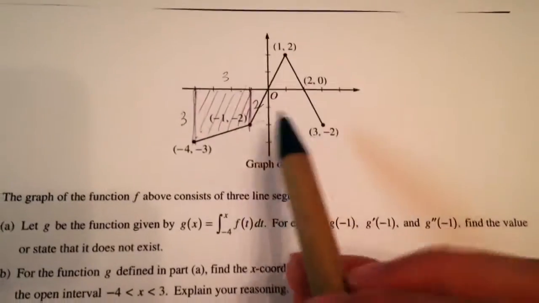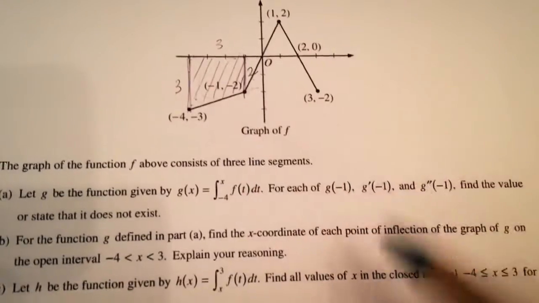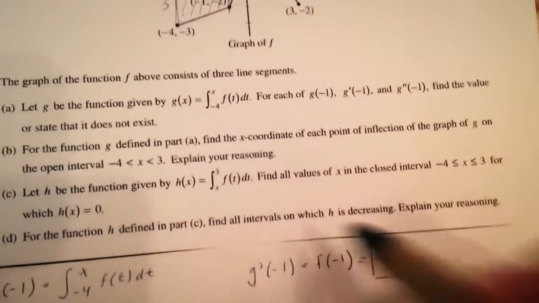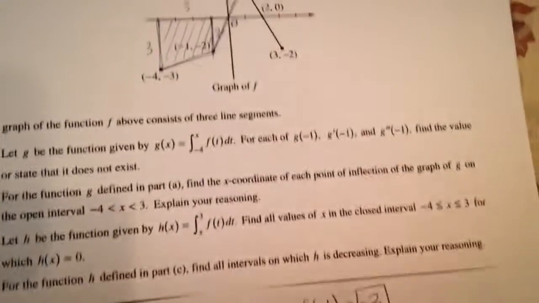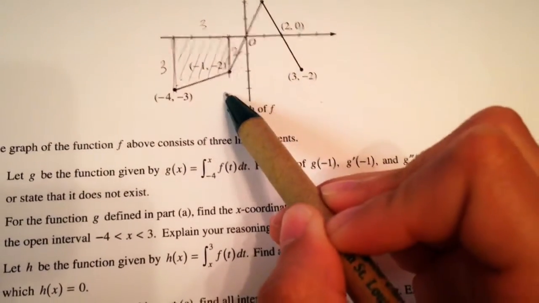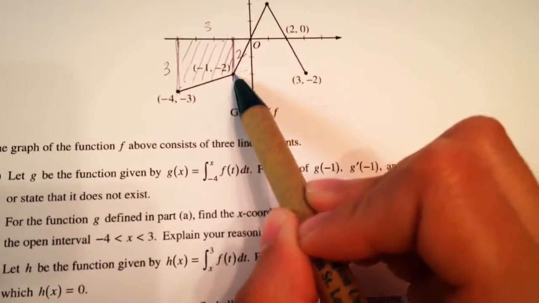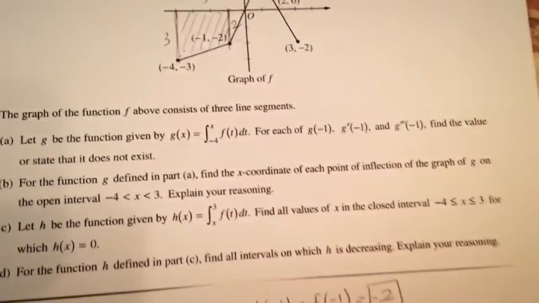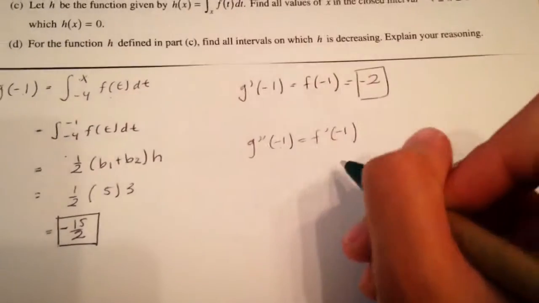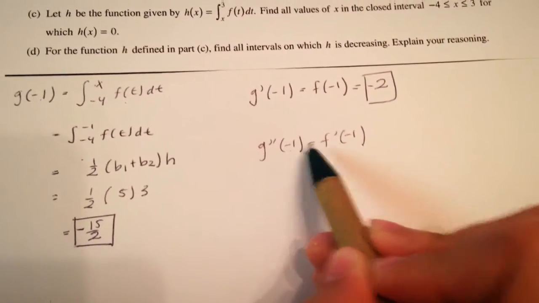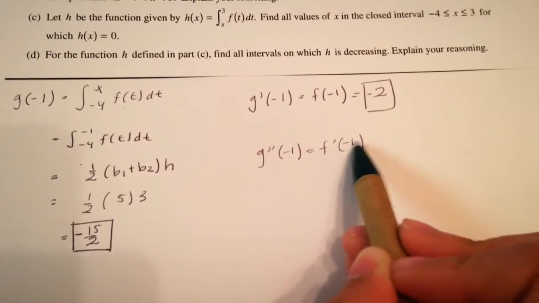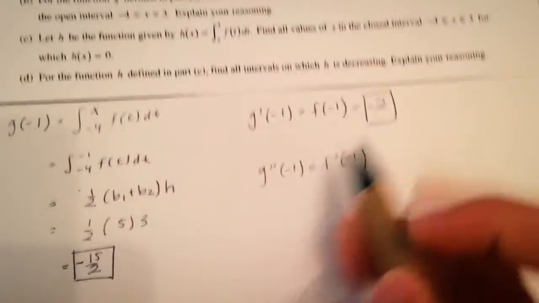So then, if we go back to our graph, to our picture, we see that here was the derivative of g of x at -1. But since there are 2 lines here, and it's a pointed place, that means it's non-differentiable. That technically means that it does not exist. So g double prime of -1 equals f prime of -1. This does not exist.